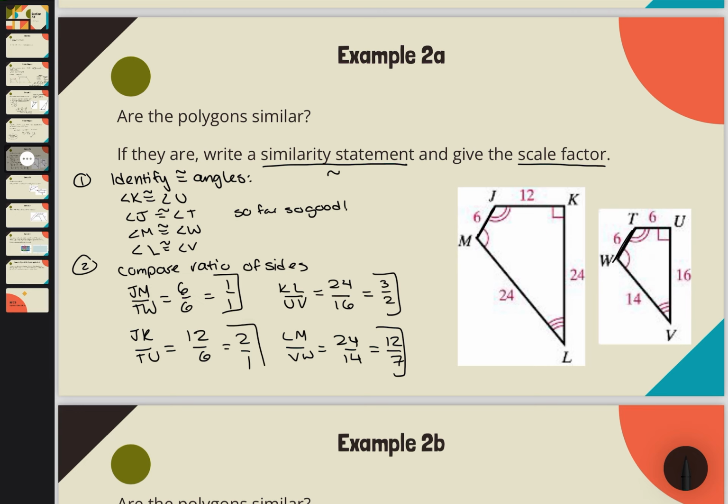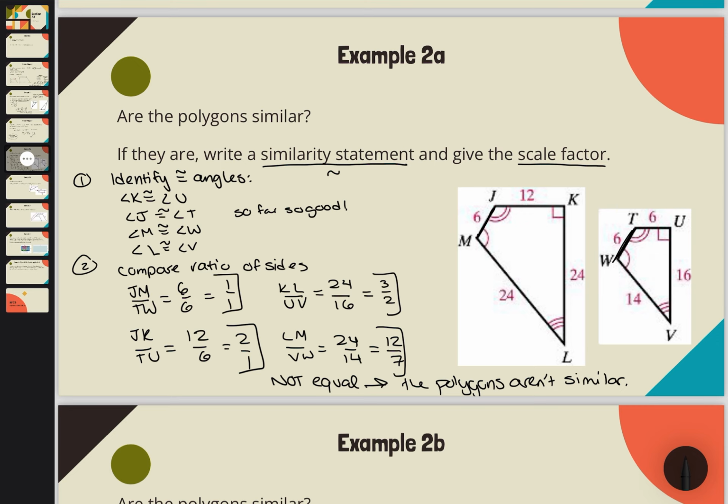Man, none of these are the same, okay? Because these are not equal, that means the polygons are not similar. So I cannot write a similarity statement, and I cannot write a scale factor. This is a classic case of don't trust the diagram. Do not trust that diagram. At first glance, it looks like these might work, right? But when we actually set up the ratios, we can see clearly these corresponding sides do not have the same ratio, all right? So always go based on the numbers over the diagram.